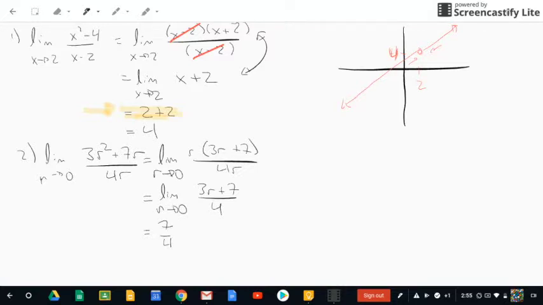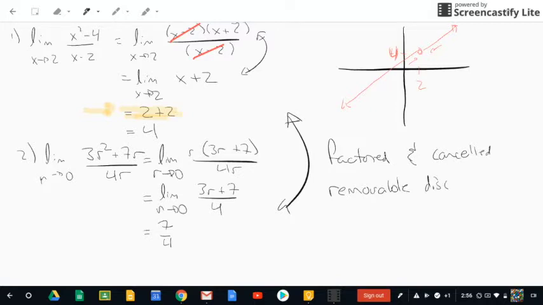Now, in both of these cases, I factored and canceled. When you can do that and find the limit, that little bit that we canceled, that hole that we get in the graph, is called a removable discontinuity. Anyway, just a little bit of vocabulary there. Now, let's keep going here. Let's take a look at another one.